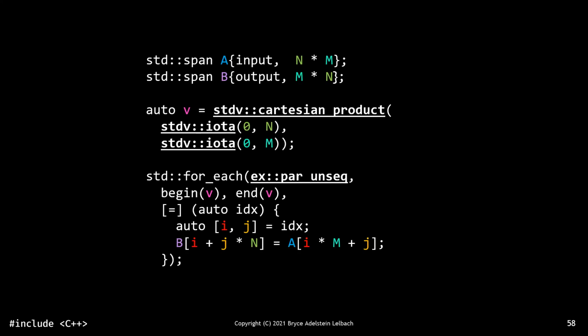We can also use parallel algorithms and ranges to iterate multidimensional index spaces. C++23's cartesian_product range adapter takes multiple input ranges and produces a range of all the ordered tuples formed by taking an element from each of the inputs. We can use this in conjunction with iota to create ranges representing multidimensional index spaces. For example, here we use this pattern to write a simple parallel matrix transpose.